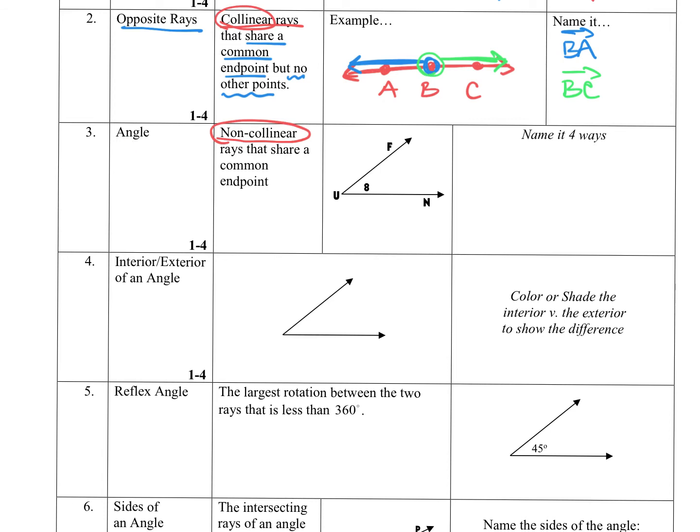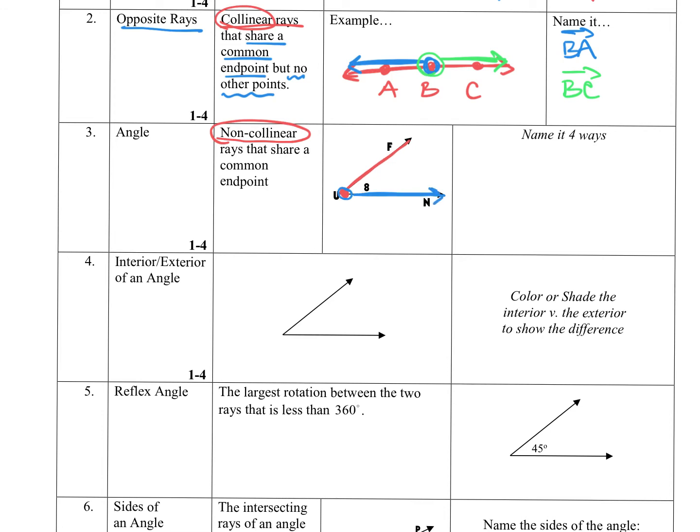Our angles have to be something less than 180 degrees. They cannot make a straight line. So right here we can see that I've got some non-collinear rays. I could have a ray here, and then I could have another ray starting at U, and it's going to go here. So those two rays are forming an angle.